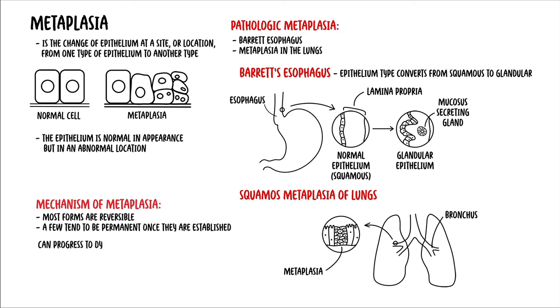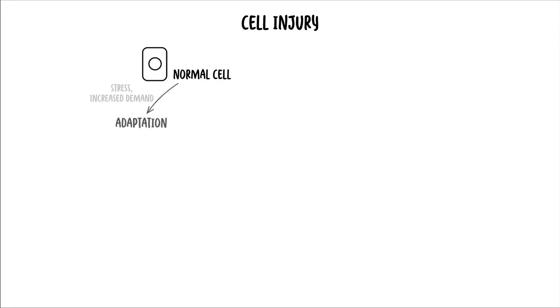Metaplasia can progress to dysplasia. Dysplasia is not a true cellular adaptive response. It is where the cells divide and become abnormal in structure and function. It may progress to become cancerous. So those are the 4 important cellular responses, adaptations.